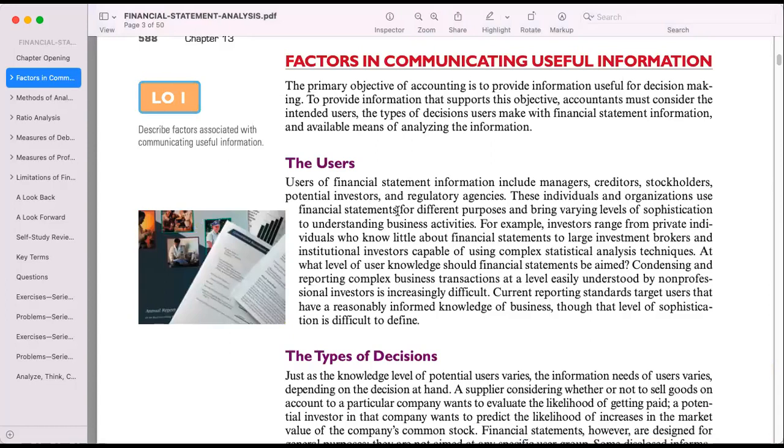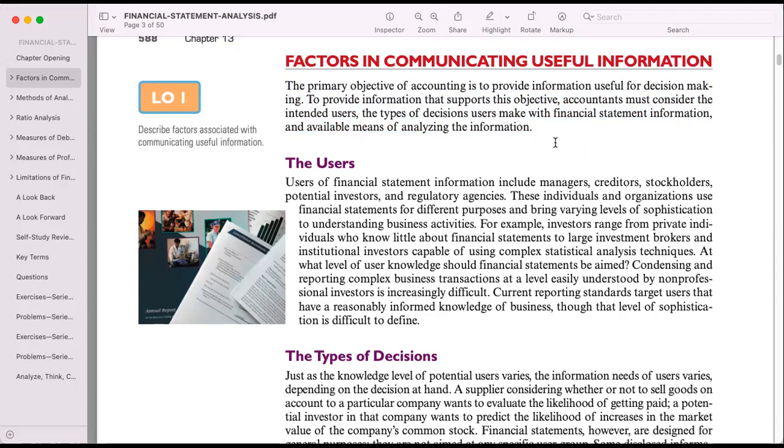The primary objective of accounting is to provide information useful for decision making. To provide information that supports this objective, accountants must consider the intended users, the types of decisions users make with financial statement information, and available means of analyzing the information. We already know that accounting is the language of business, and its main objective is to provide accounting information for various users of the financial statements. The accountants responsible for preparing the financial statements are also responsible for interpreting the information in that particular statement.